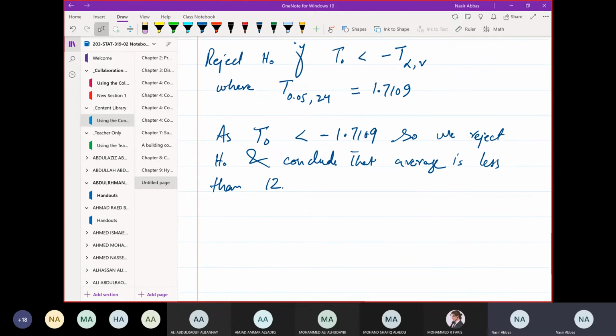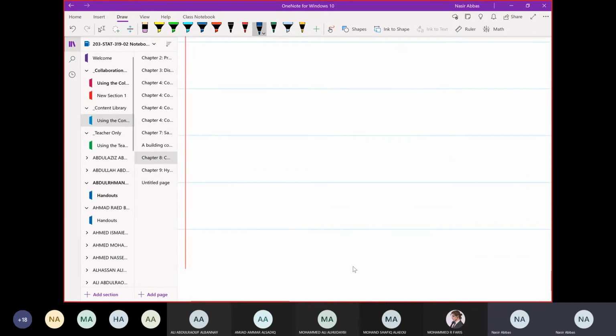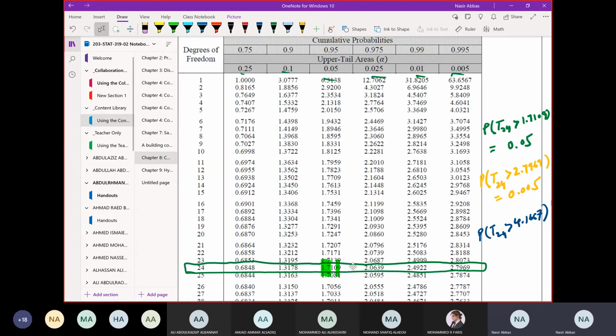P-value approach. For the p-value approach, your p-value will be the probability of T distribution with 24 degrees of freedom being less than minus 3.333. Now here there is something interesting. If you look at the T table, it is not available for the negative side. All the values in the T table are positive. Look inside the table, all the values are positive. The T table is not available for the left side. Only the right half of the distribution is available. We don't have the left half of the distribution.